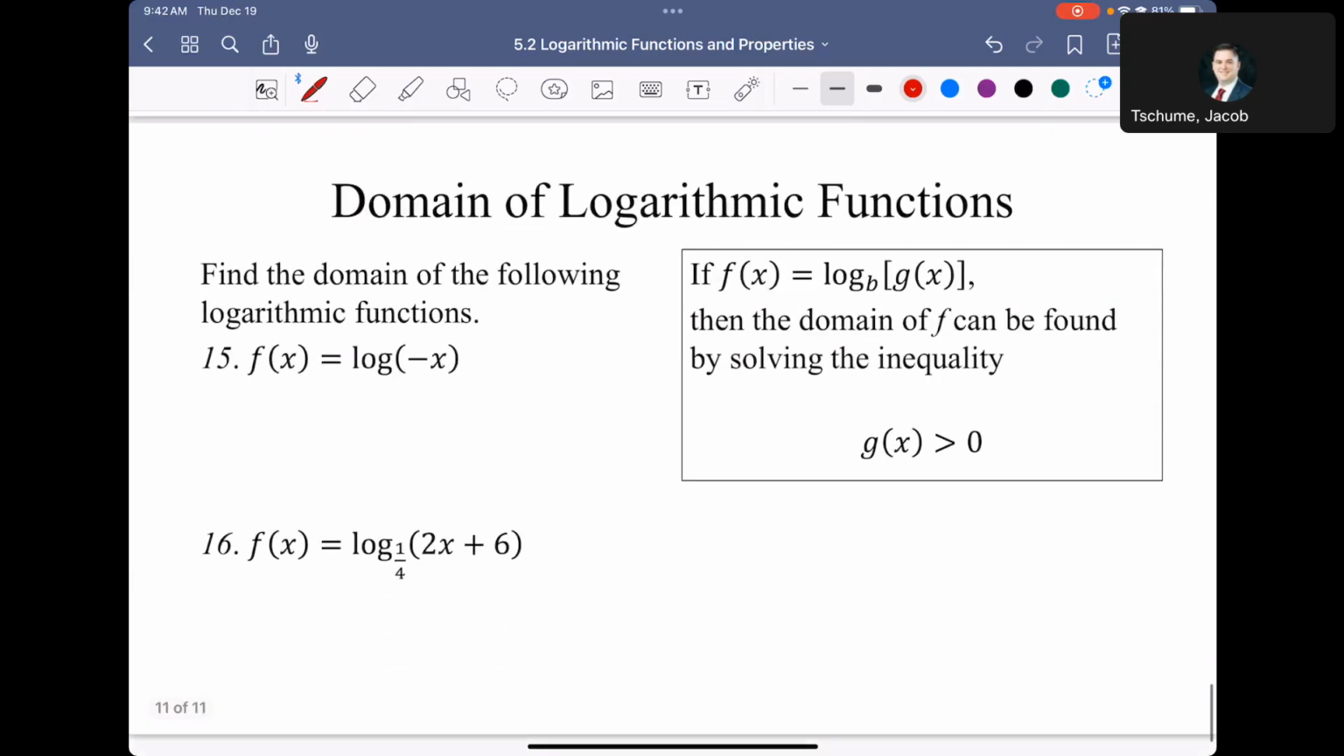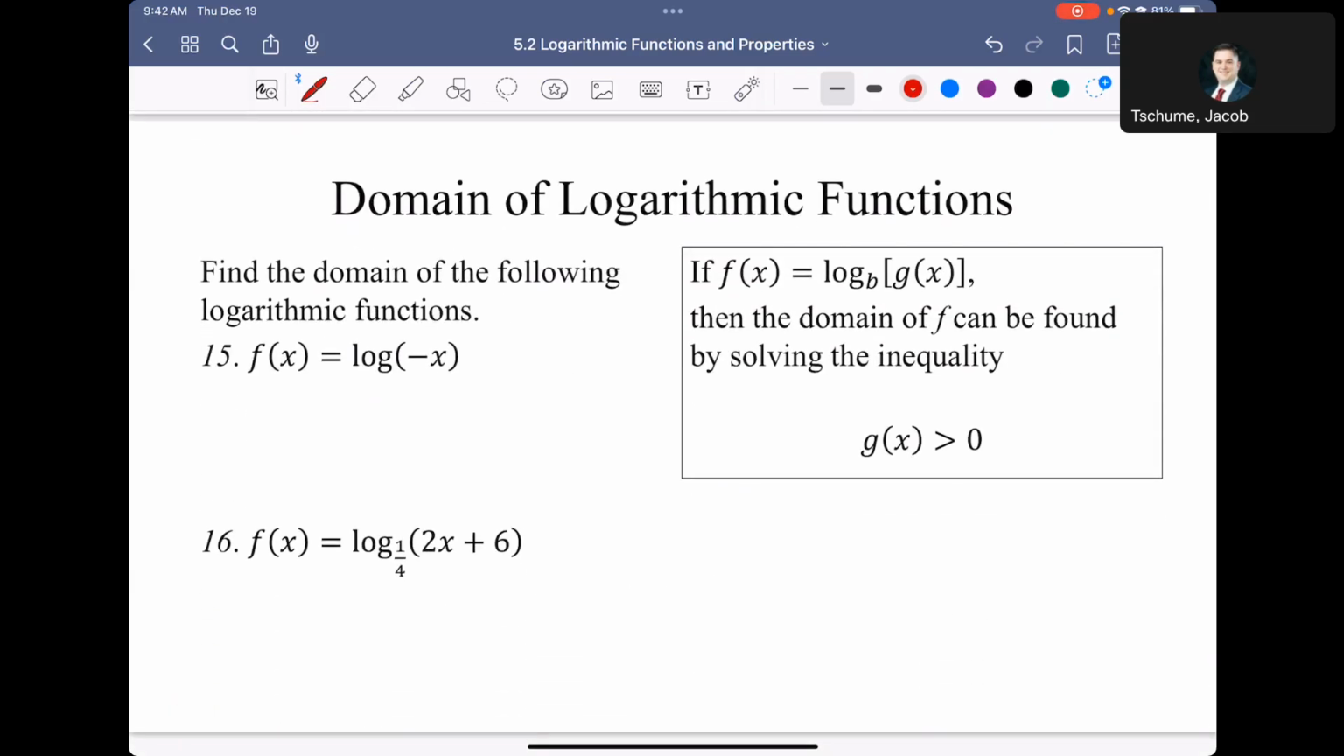All right, and finally, the last property of logarithms I need to cover in this video to wrap it up is domain. So with exponential functions, we talked a little bit and very briefly that exponential functions have a very easy domain. They go from negative infinity to positive infinity, but logarithms are not that way.